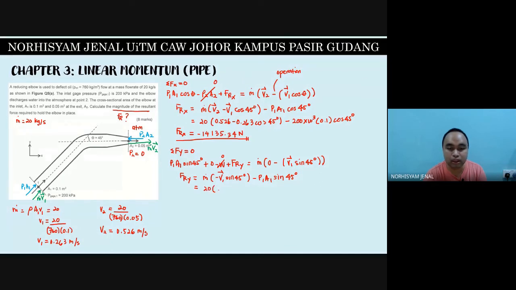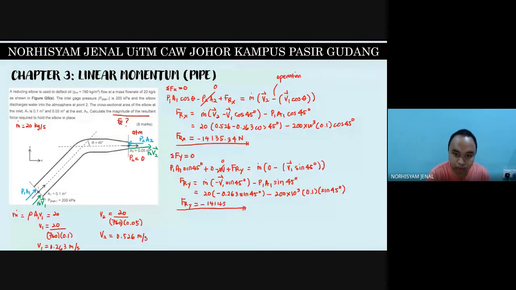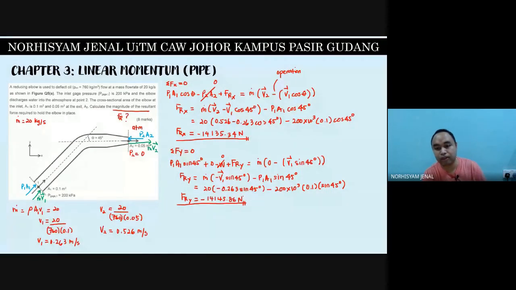V1 will be 0.263 sine 45 degree. Okay, minus P1 pressure 1 will be 200 kilopascal times the area will be 0.1 times sine 45 degree. Okay. So FRY should equal to, I get this to be negative 14,145.86 newton. Yes.